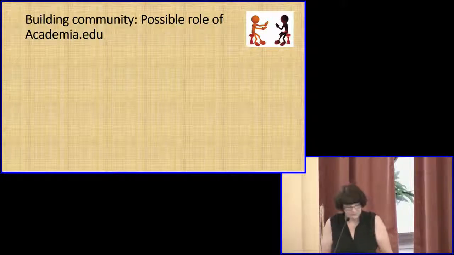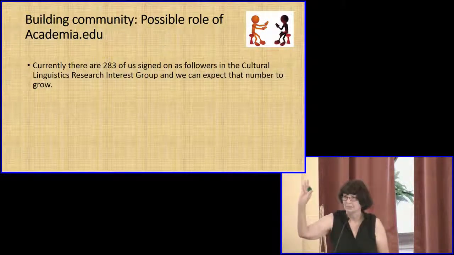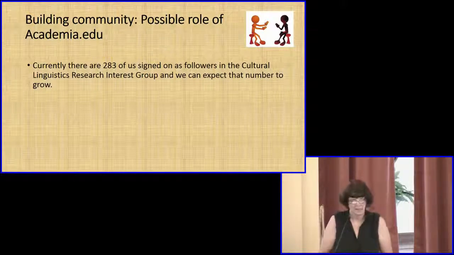Okay, final part. I just want to point out a few things that I think we might keep in mind as we try to further develop the field. Currently, there are 283 of us, the last time I checked anyway, signed on as followers in the Cultural Linguistics Research Interest Group on Academia.edu. How many people here know Academia? We still have some people to convert. If you don't know what it is, send me an email. How many million are on Academia? Anybody remember? 24, 25, 30 million?